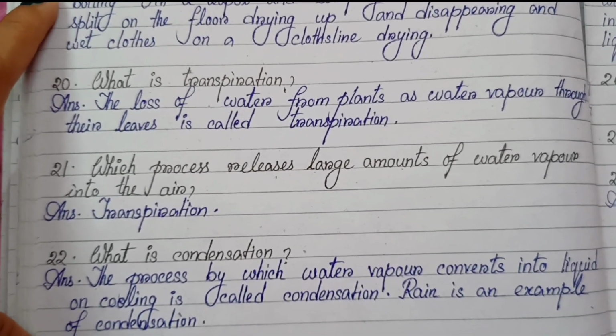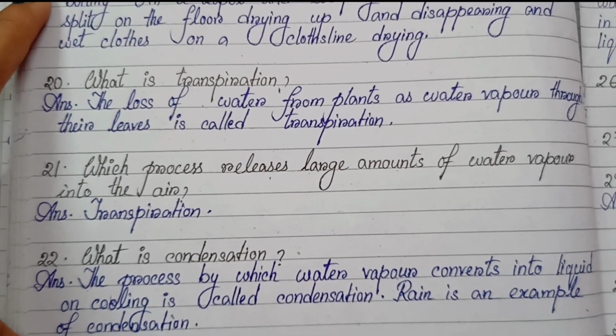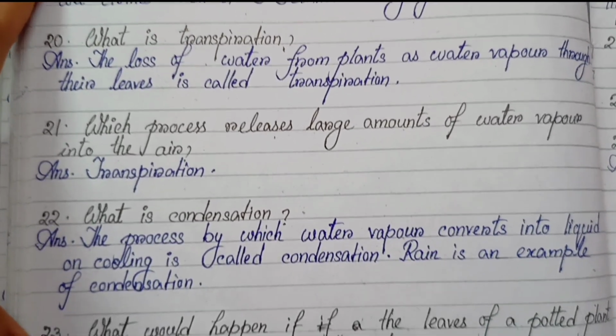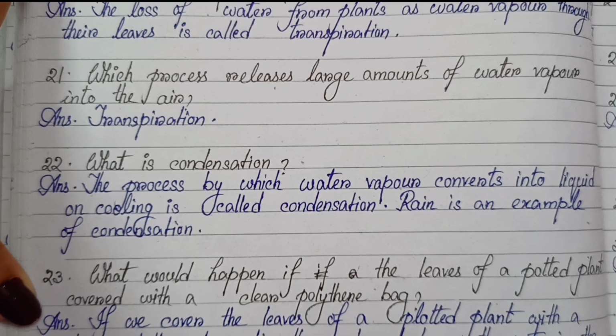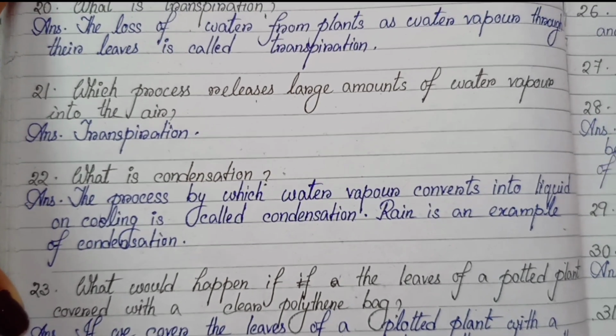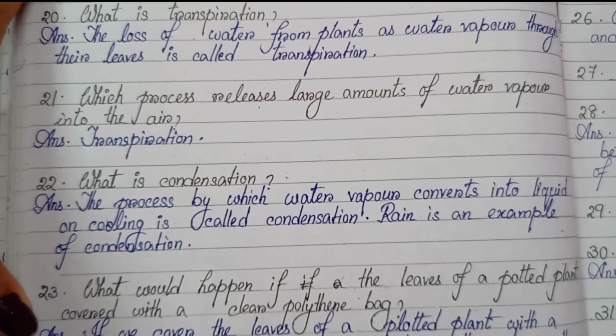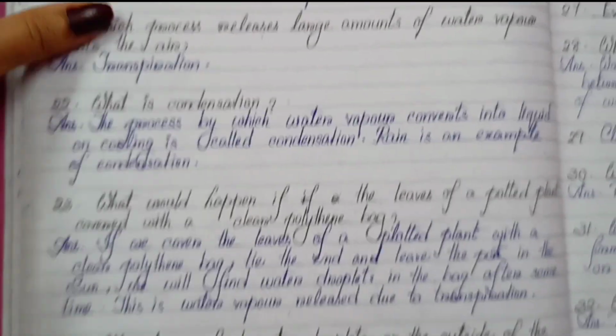Okay, next one, number 21. Which process releases large amounts of water vapor into the air? Transpiration. 22. What is condensation? The process by which water vapor converts into liquid on cooling is called condensation. Rain is an example of condensation.